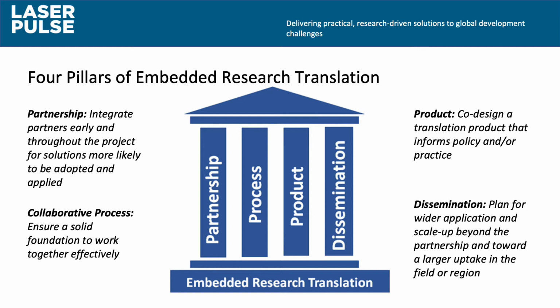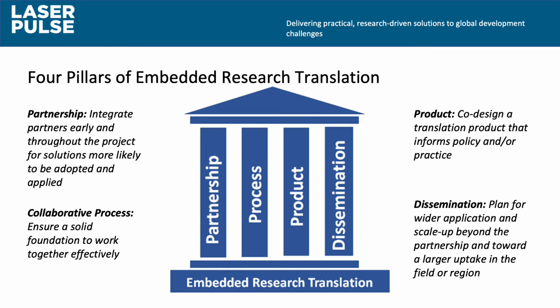Here you can see the 4 pillars of embedded research translation: partnership, collaborative process, product, and dissemination. Thinking about these pillars in the context of impact on policy, researchers should think about identifying and partnering with relevant policy stakeholders, whether they are policy makers or other individuals or groups who influence policy, and establishing a collaborative process about how to work with these policy stakeholders throughout the research process, from formulating the research question and design, through conducting and interpreting the results, to dissemination.